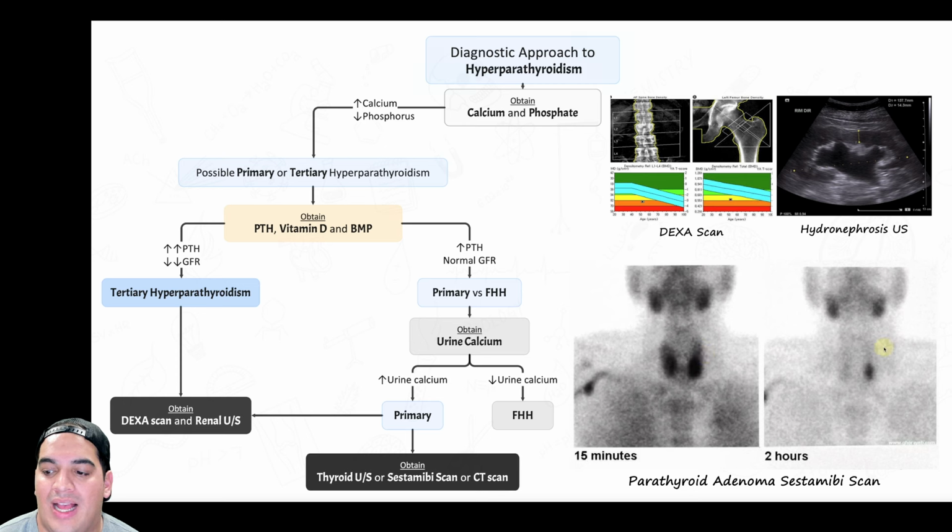And so that's what you'll be able to see after you give them this. Look, it's still remaining around after 2 hours. So this is definitely indicative of a parathyroid adenoma. These are very, very helpful for parathyroid adenoma. CT scan can also be an alternative, but usually between these, a sestamibi scan would be one of the best tests to be able to identify a parathyroid adenoma.